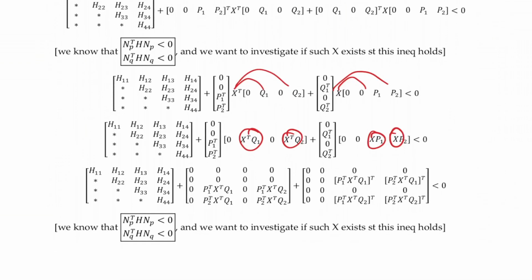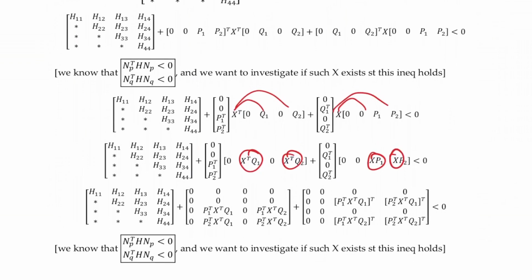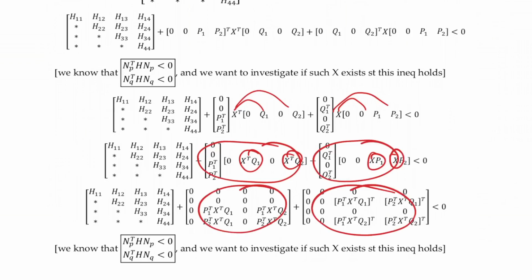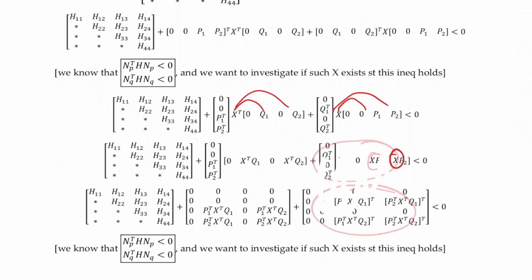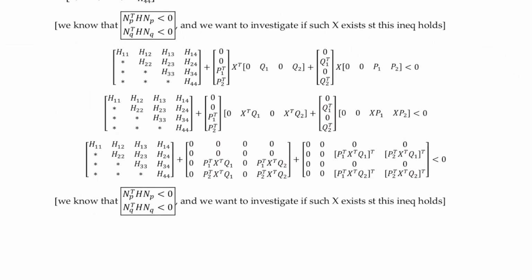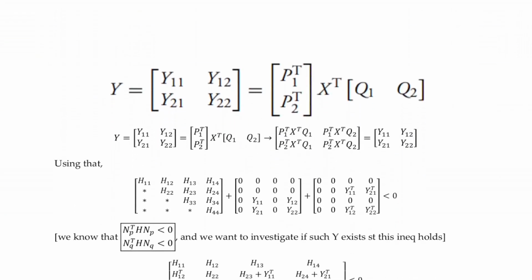Okay, let's continue. Let's also multiply the matrices given here. These are straightforward derivations, and then we know that the second condition is true, and we want to investigate if such X exists such that this inequality holds. All right, so we are reshaping the problem, basically reshaping the condition that we are trying to obtain.